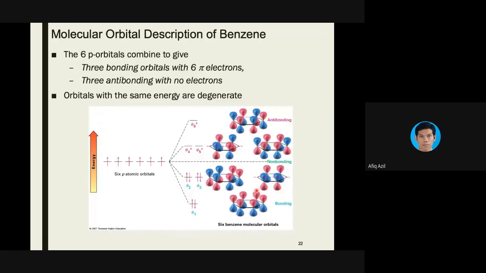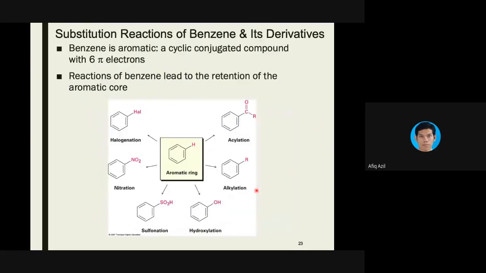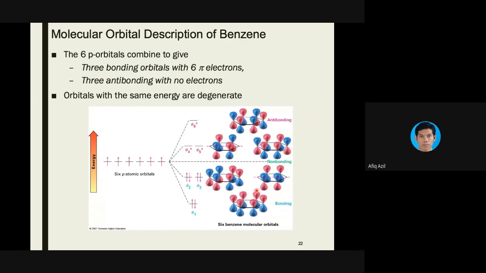Okay, so that is all on the introduction of aromaticity and also the structures of benzene.